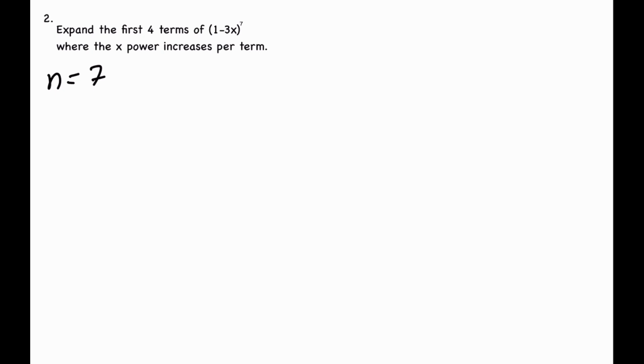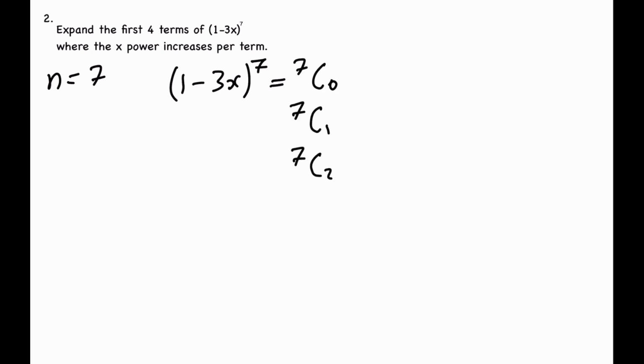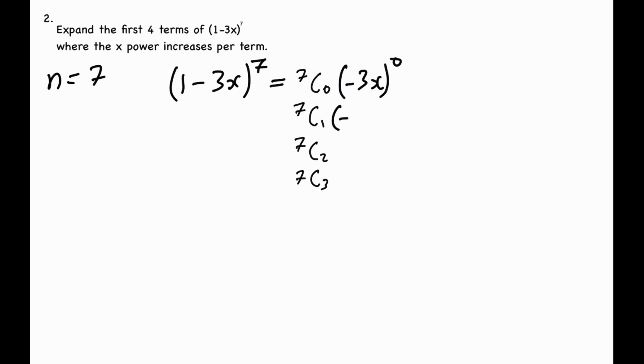So our coefficients would be, so say we do the same as before, we expand it out like this, equals, so we would do, instead of the coefficient, 7 choose 0, 7 choose 1, 7 choose 2, 7 choose 3, but we're going to leave it at 3 because they're asking for the first four terms of increasing powers of x. And now we multiply this by increasing powers of x, so we would also have increasing powers of minus 3x. So multiply by minus 3x to the power of 0, minus 3x to the power of 1, minus 3x to the power of 2, and minus 3x to the power of 3.